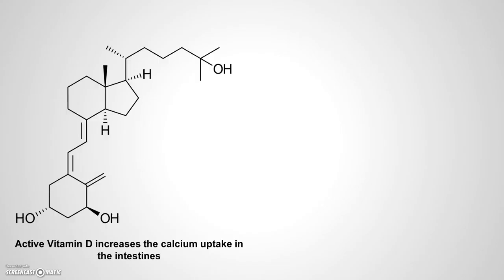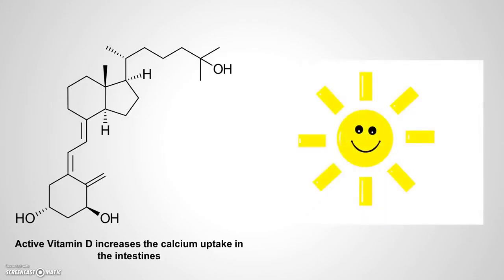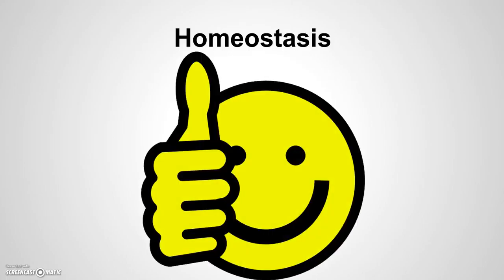Humans obtain an inactive form of vitamin D by food and exposure to sunlight. Inactive vitamin D is then transported in the blood and undergoes steps of activation in the liver and kidneys. This active form of vitamin D acts as a hormone to increase the uptake of calcium by the intestines from food. At the end of this process, the blood calcium level has risen and the body has returned to homeostasis.